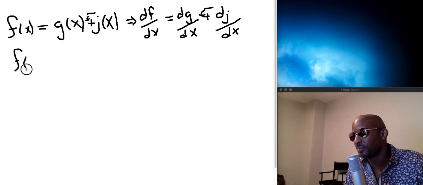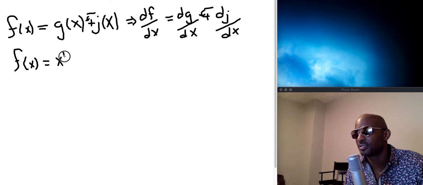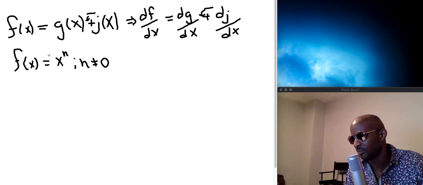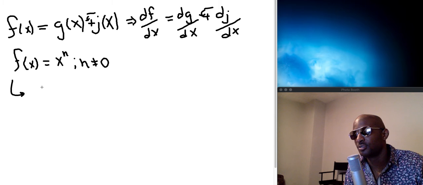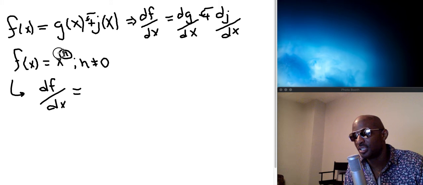So now to the power rule. The power rule states that for any function f of x, which is equal to x to the n, assuming that n is not equal to 0, we know that the derivative of f with respect to x is going to be equal to, what we're going to do is take this number n, bring that down in front, n times x to the n minus 1 power.